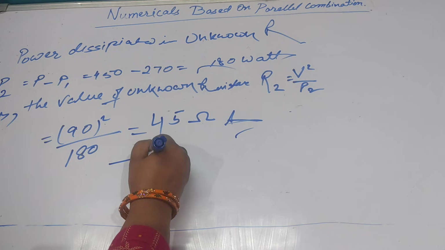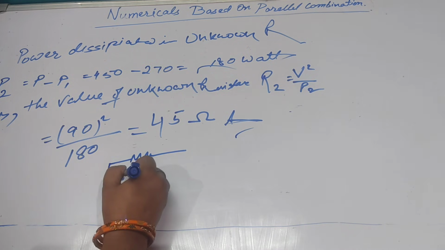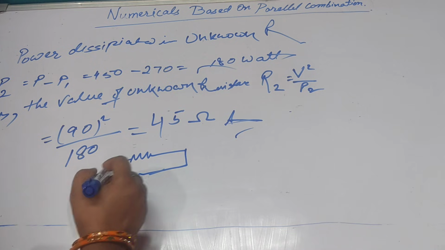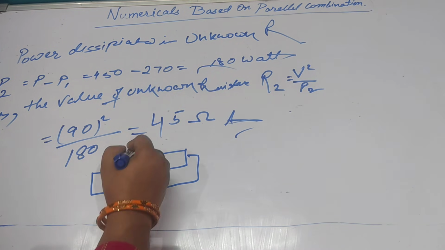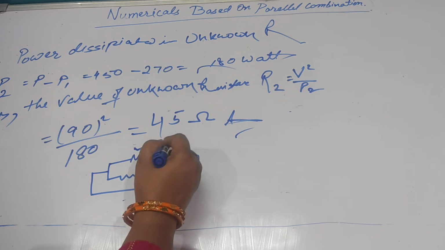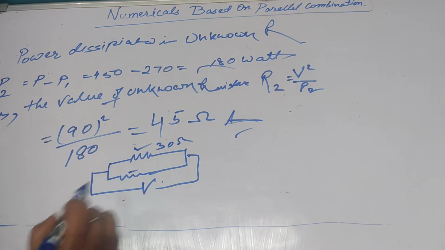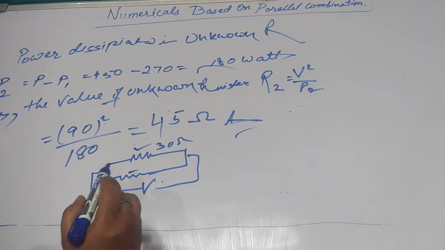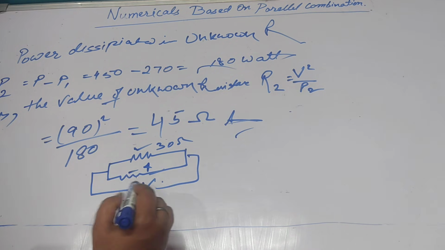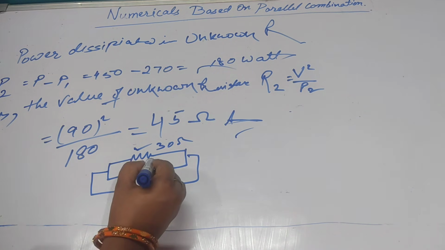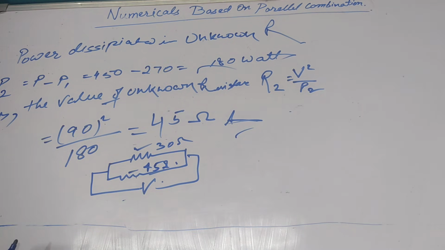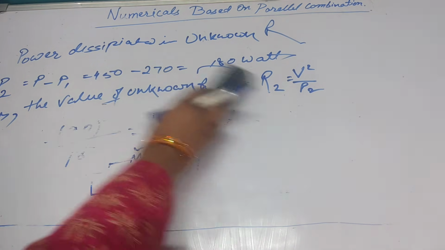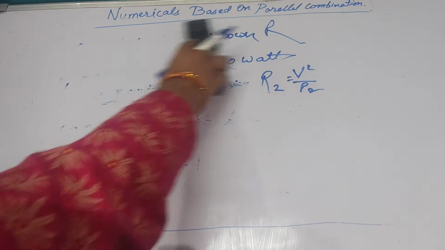So if you remember that diagram, there were two resistances. One was given as 30 ohm. We have to find this one. If you have drawn that diagram, just write the value of R2 over there. Okay, now we'll go for the second question.